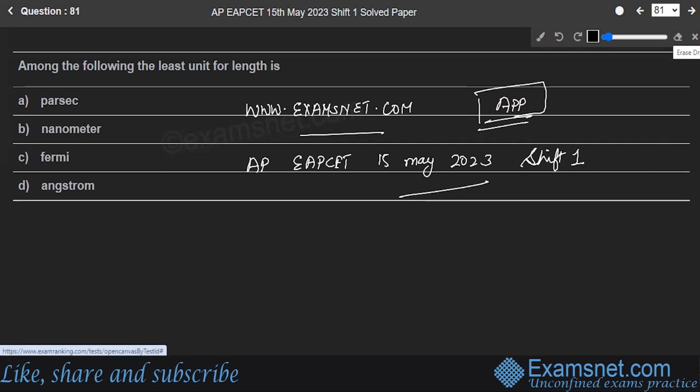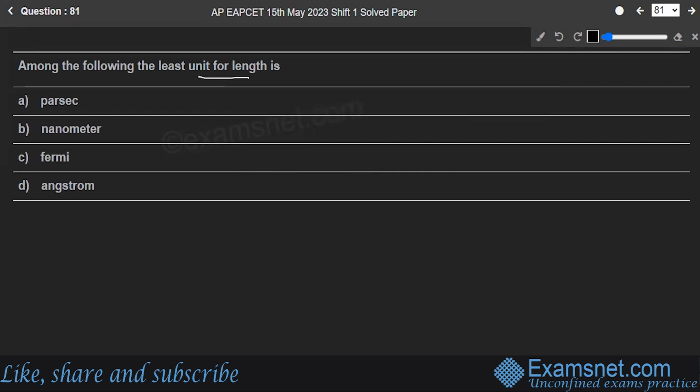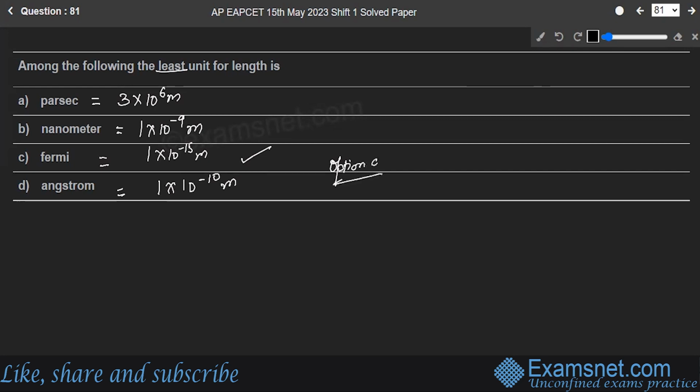Question number 81. Among the following, the least unit for length is parsec, nanometer, Fermi, or angstrom. See, 1 parsec is 3 into 10 raised to power 6 meters. 1 nanometer is 1 into 10 raised to power minus 9 meters. Fermi is this, and angstrom is this much. So what is the smallest, least unit for length? According to this, the Fermi is the least unit because it is 10 raised to power minus 15. That makes option C the right answer.